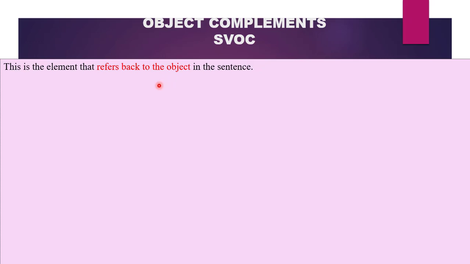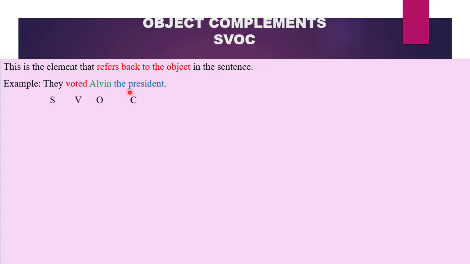Let's have these examples. They voted Alvin the president. They is our subject. Voted is a transitive verb. It is an action. And who received this action or who suffered from the action? It was Alvin. Therefore, Alvin becomes our object. The president refers back to Alvin. Therefore, the president becomes our object complement because it refers back to Alvin, which is our object in the sentence. So object complements will always refer back to the object of the sentence.